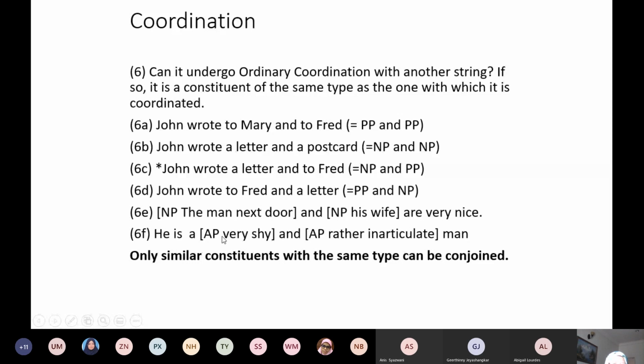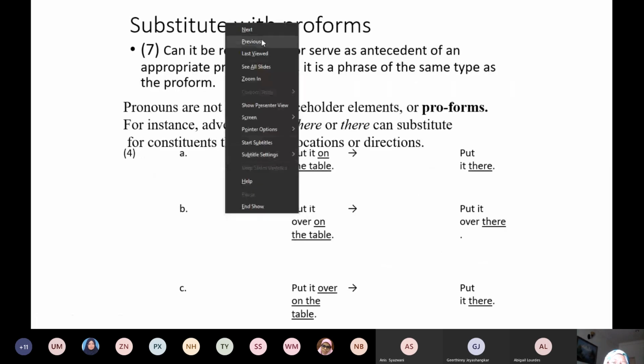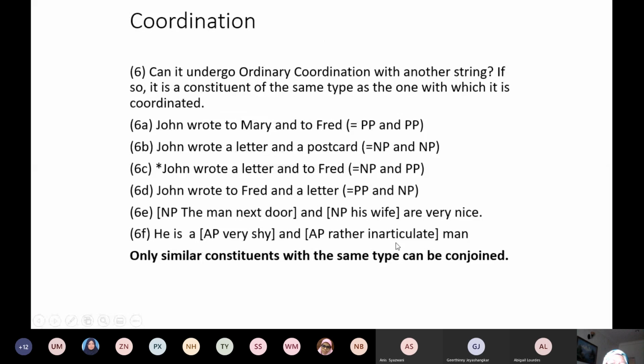You also coordinate adjective phrases. He is a very shy and very inarticulate man. That's fine because they are APs. So only similar constituents of the same type can be conjoined. So if you are testing a verb, we put it in a coordination with another verb and see whether it can be conjoined. The meaning is okay, grammatical.